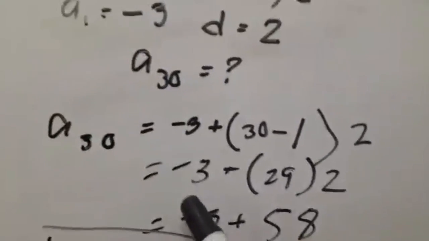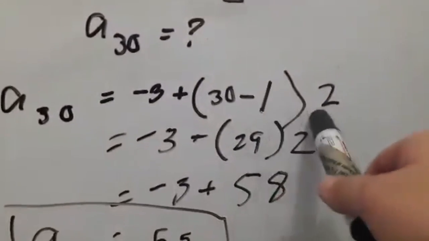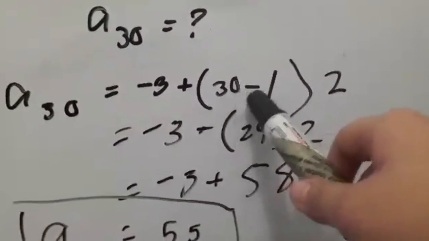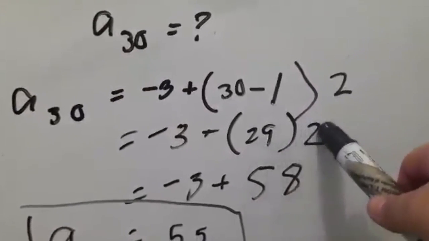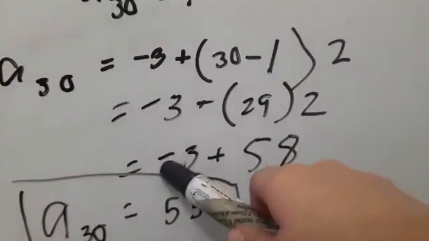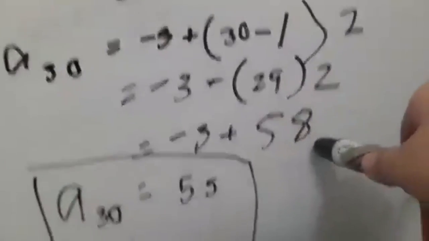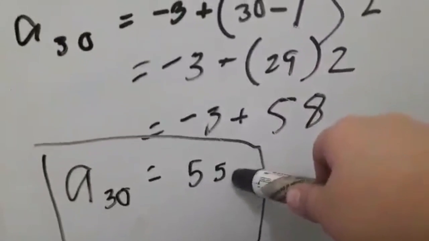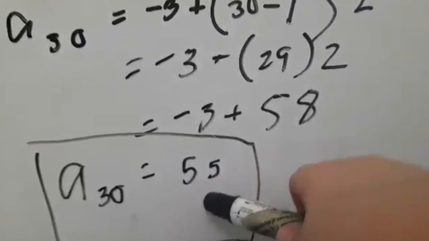First, ignore a1 and do the parentheses first. 30 minus 1 is 29. Multiplying 29 by 2 is 58. Now, we solve -3 plus 58. -3 plus 58 is equal to 55. And that is why your a sub 30, or the 30th term, is 55. And once again, that was the arithmetic sequence.